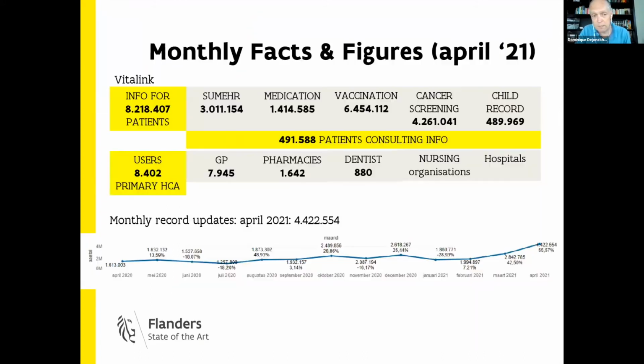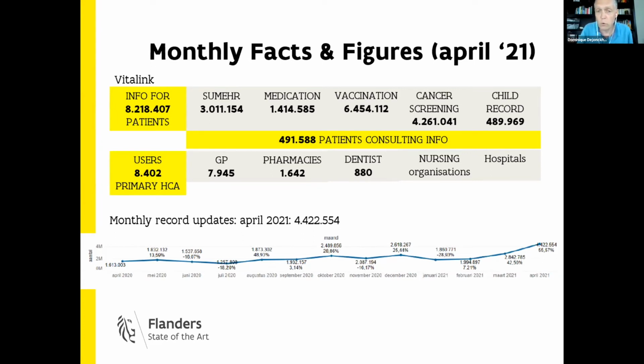Some other information, some statistics, maybe, to give you an idea of the amount of information that we share in Flanders. In Vitalink, we have already data for more than 8 million citizens. We have more than 3 million summarized electronic health records in Flanders. We have 1.5 million vaccination medication schemes in Vitalink.